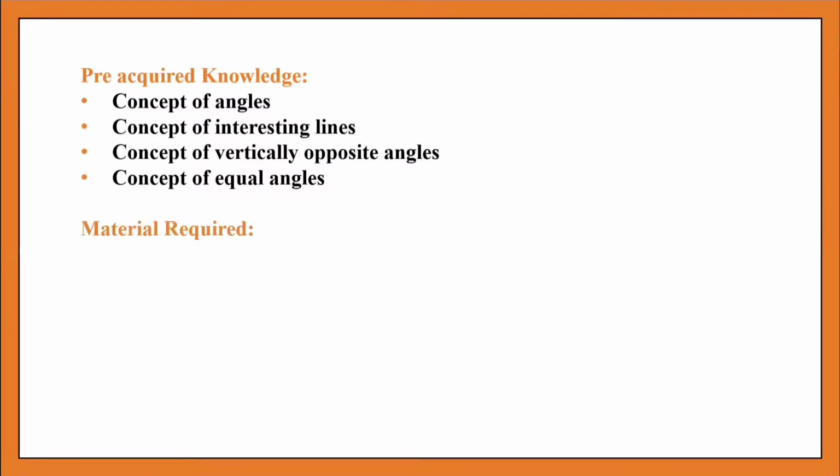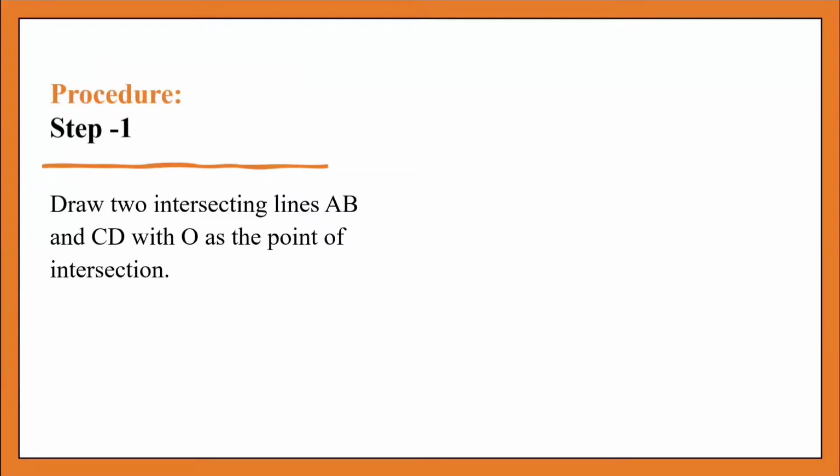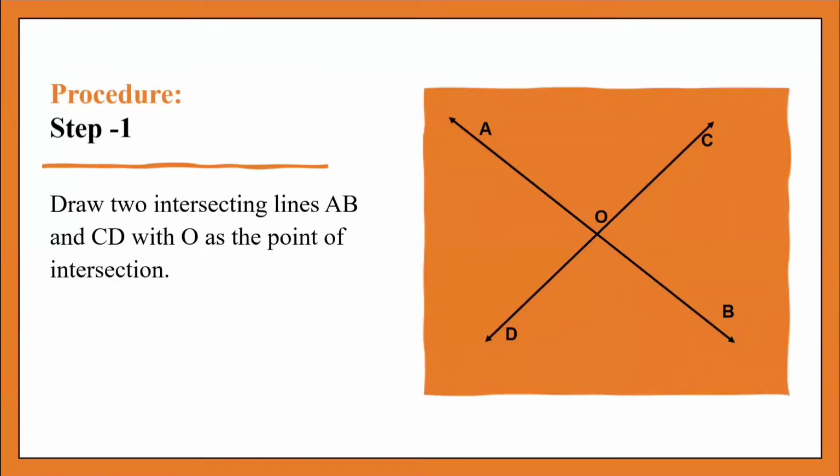What about the material required? We'll be needing origami sheets, a pencil, a ruler, fevistick, a black sketch pen, and scissors. Let us come to the procedure now. The first step is that on a sheet of paper, I'll be drawing two intersecting lines, AB and CD, intersecting at point O. So I take one colored sheet, and on this colored sheet I have drawn two lines, AB and CD, intersecting at point O.